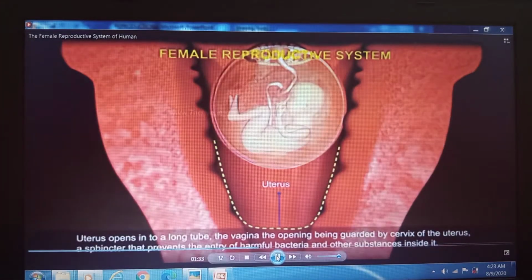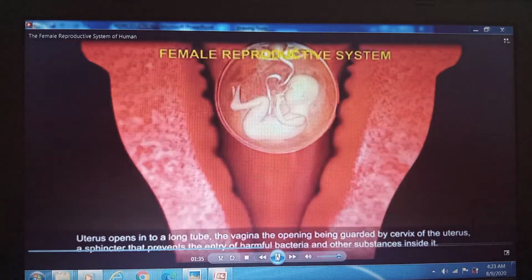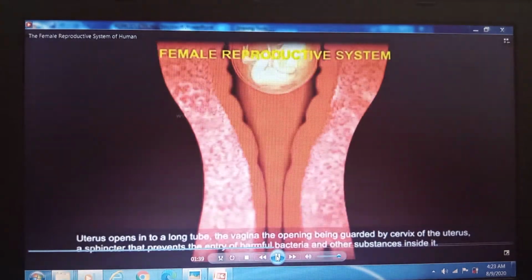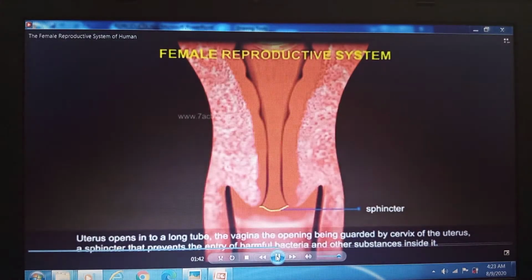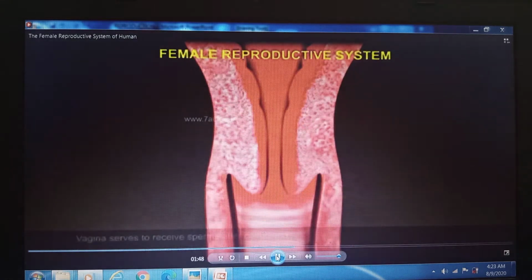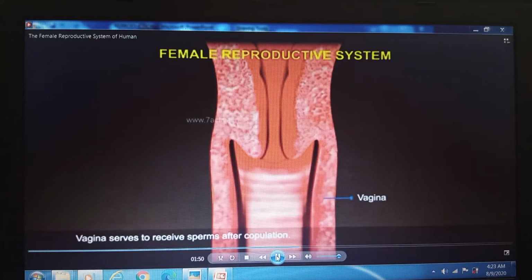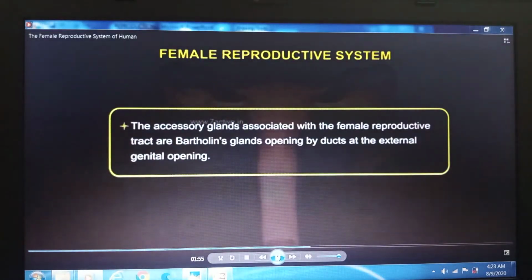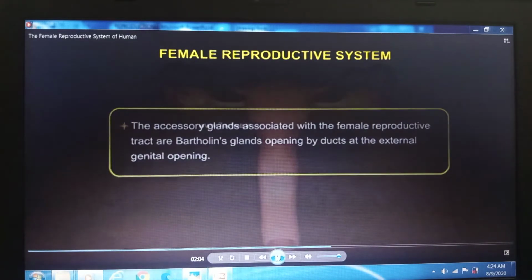Uterus opens into a long tube, the vagina, the opening being guarded by cervix of the uterus, a sphincter that prevents the entry of harmful bacteria and other substances inside it. Vagina serves to receive sperms after copulation. The accessory glands associated with the female reproductive tract are Bartholin's glands, opening by ducts at the external genital opening.